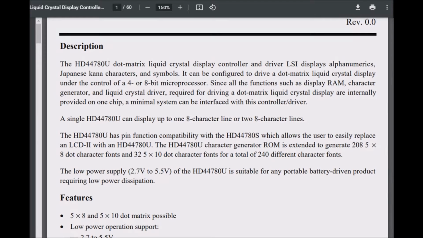A single HD44780U can display up to one 8-character line or two 8-character lines. The HD44780U has pin function compatibility with the HD44780S, which allows the user to easily replace an LCD2 with an HD44780U.